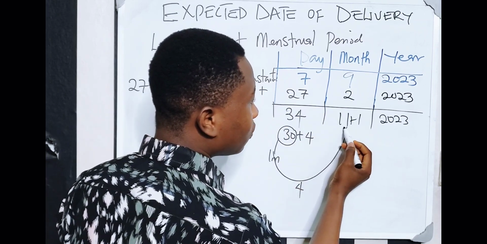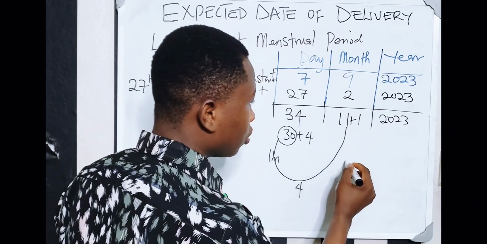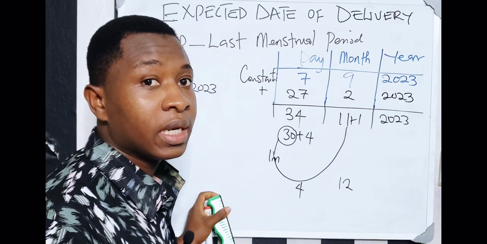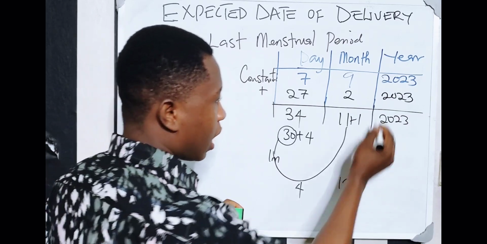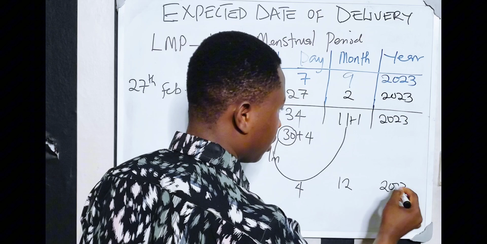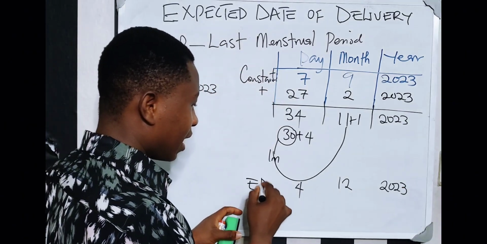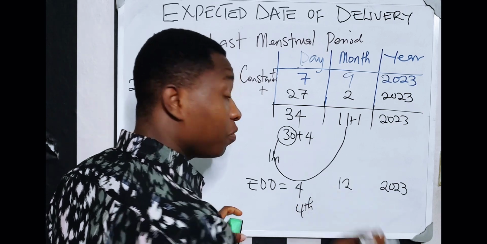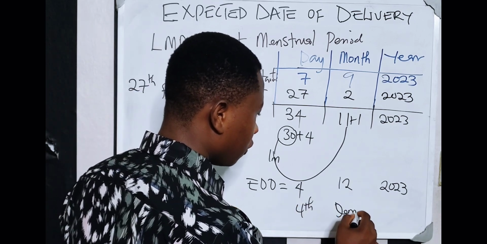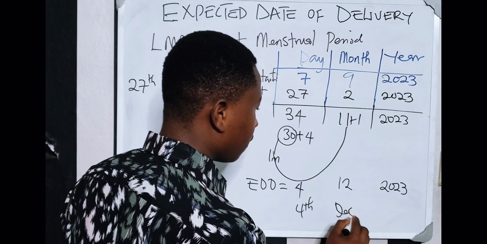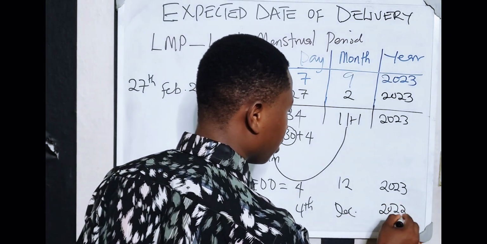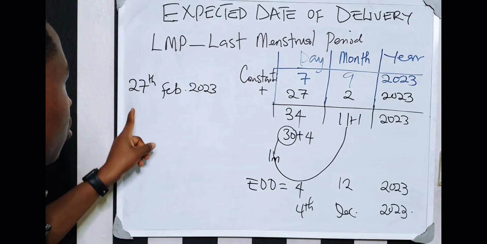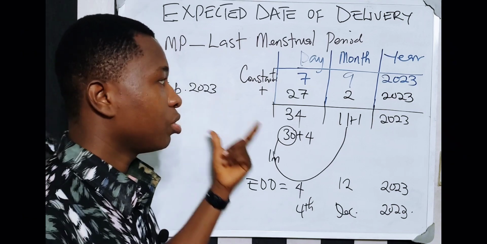Now, if you add 11 plus 1, that gives you 12. You bring it down. So obviously we have 12 months in a year, so it can go. All right, and you bring down your year 2023. So your EDD now is the 4th of the 12th month of the year, which is December. So 4th of December 2023. So this is your EDD if your LMP is 27th February 2023.